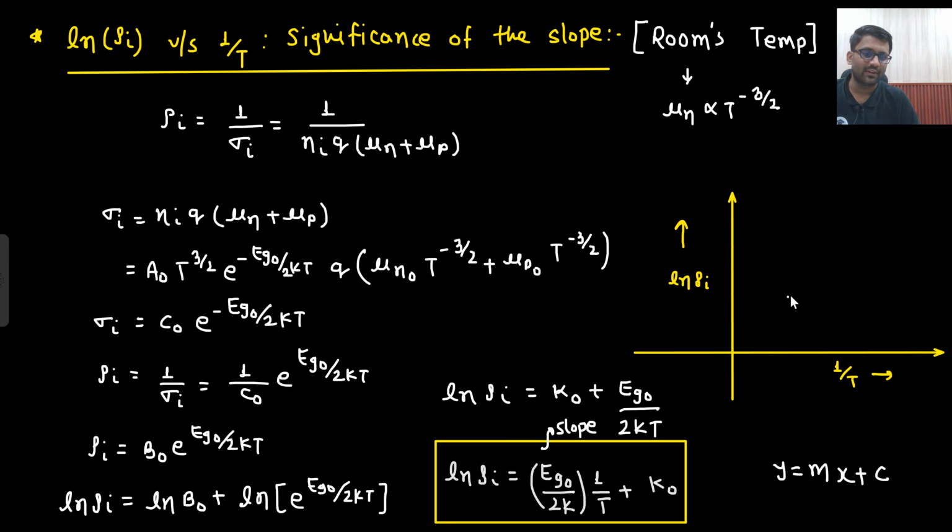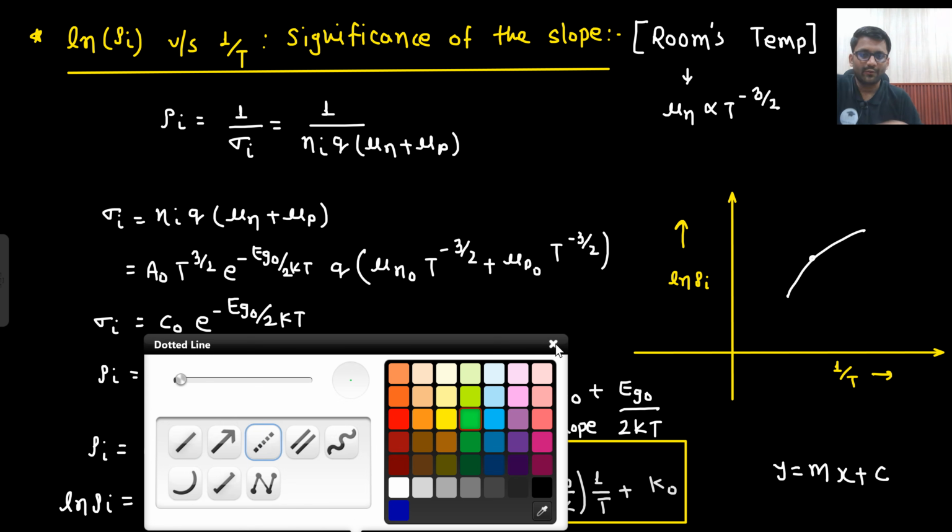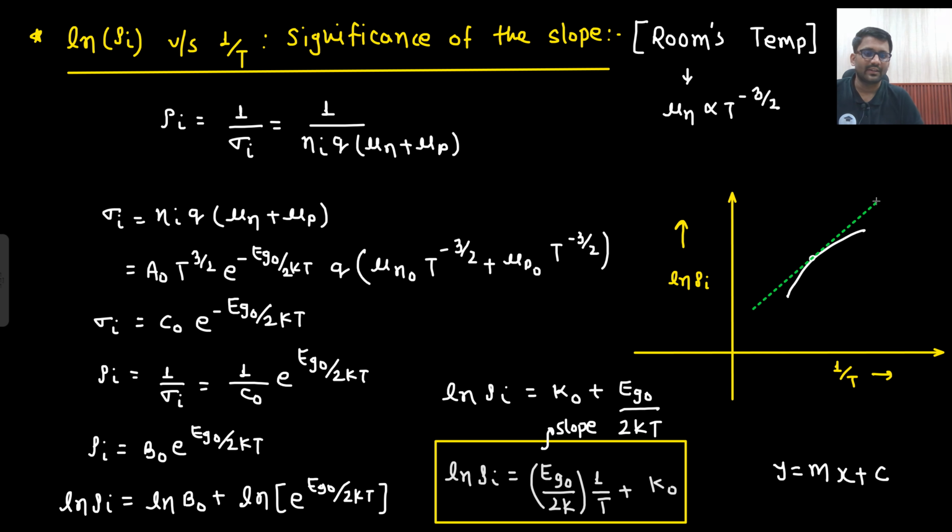So you are not sure about the nature of the graph, but this is how you can make it. And if someone asks you, if you draw the slope at this point, what will this slope represent? This slope m will represent Eg naught by 2k, where k is the Boltzmann constant, right? 2 is a constant value. And Eg naught is the band gap. So the slope of this particular graph is helpful in finding the band gap. This question has been asked in the examination 2 times: how is the ln rho i versus 1 by T graph useful? It is useful to find out the band gap.